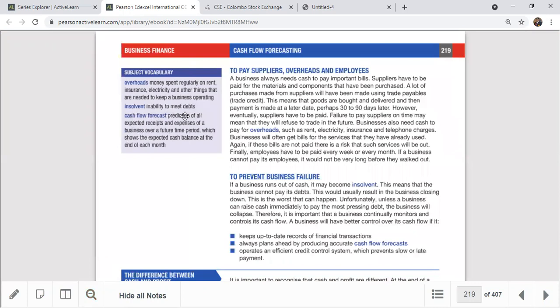So, cash flow forecasting: the importance. Now we are going to find out the importance of the cash flow forecast. The definition can be found on page number 219. A cash flow forecast is a prediction of expected receipts and expenses of a business over a future time period, which shows the expected cash balance at the end of each month. If you have a textbook, you can copy the definition from there. Otherwise, write down the main definition: expected cash balance at the end of each month.